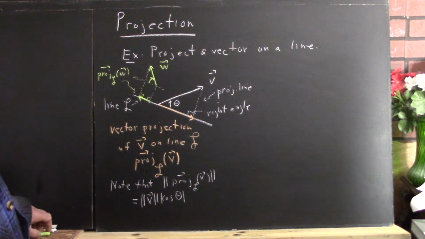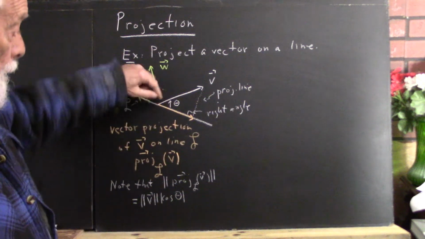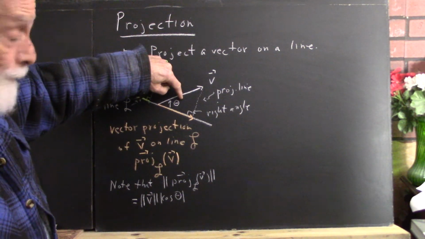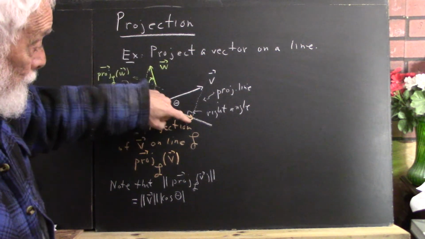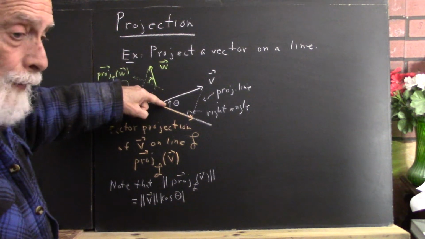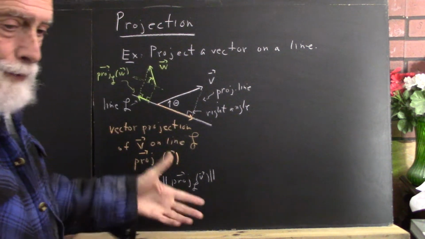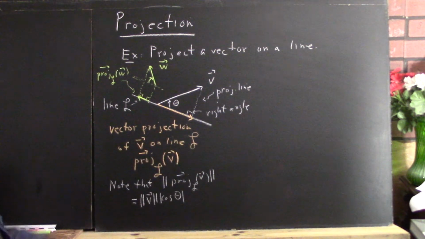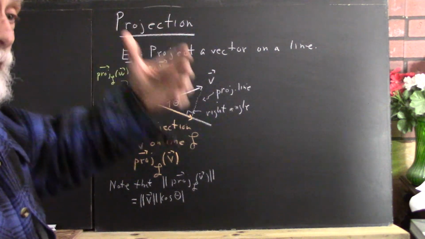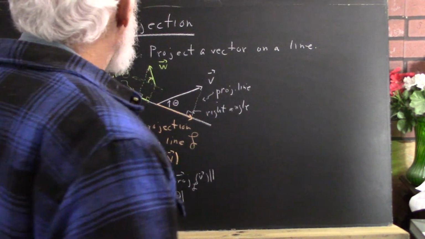Well, that's a projection of a vector on a line, and we just use very simple trigonometry. The magnitude of the vector is the hypotenuse of the triangle. The vector projection is the adjacent side with the angle theta here, and we just use the fact that the adjacent side is equal to the hypotenuse times the cosine of the angle.